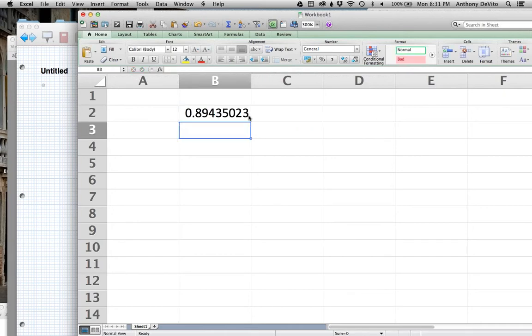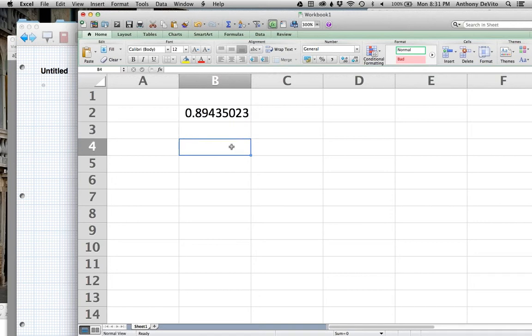I'm going to hit enter, and it tells me that area is 0.894. That's the area to the left of 130. Remember, it was really 130 point something. That's why it didn't come out to exactly 90%. So instead of using the table, I can use Excel to tell me the area in this distribution. In this case, I used the number I'm interested in, and the mean. I didn't have to worry about what the z-score was.